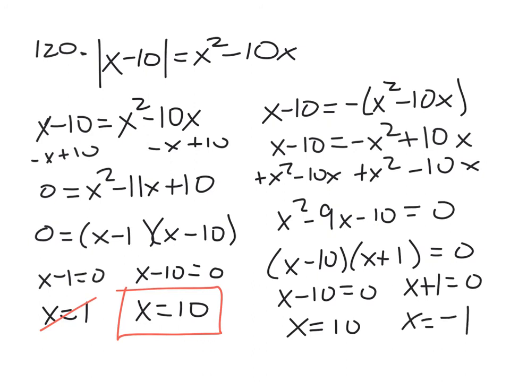I think that's right. Well, we have to check, right? So 10 is good, we're happy. So let's check negative 1, because maybe that's not it. So you plug it in here, what do you get? The absolute value of negative 11 is positive 11. Then we do negative 1 squared, which is positive 1, plus 10, because of the negative 1. So that's 11 also, so now we've got them all.